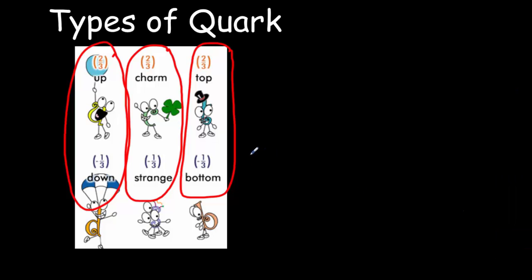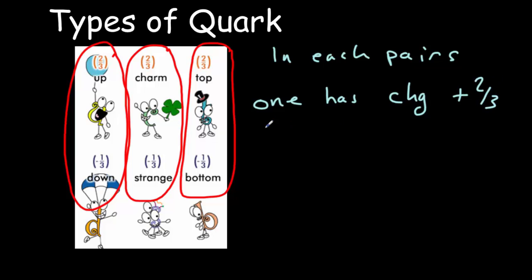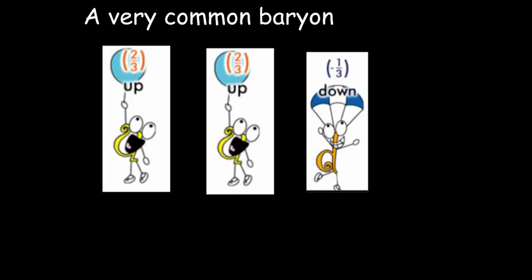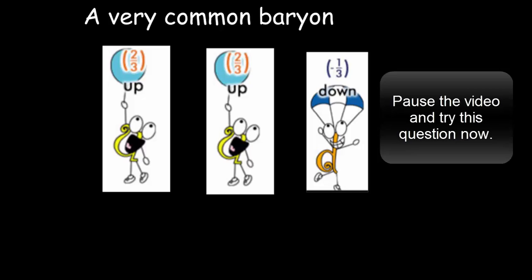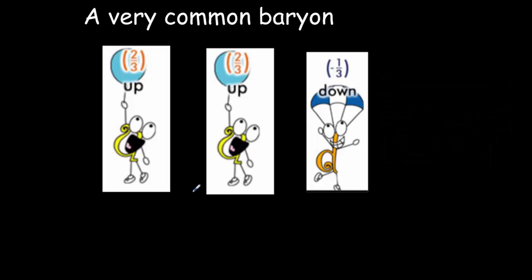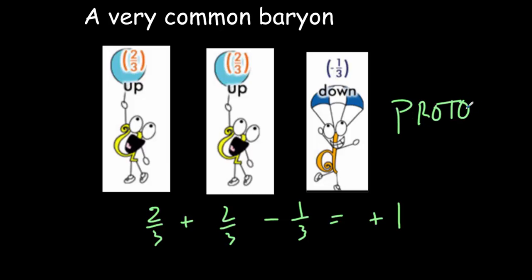And what you want to notice here is that in each one of the pairs, one has charge plus 2/3, and the other has a charge of negative 1/3. So let's see if we can use charge to determine a very common baryon that consists of 2 up quarks and a down quark. Pause the video and see if you can determine it. Well, hopefully you added up the charges and you said that 2/3 plus another 2/3 minus 1/3 is equal to a charge of plus 1. And then you thought of a very common baryon that has a charge of plus 1. And of course, your answer was the proton.